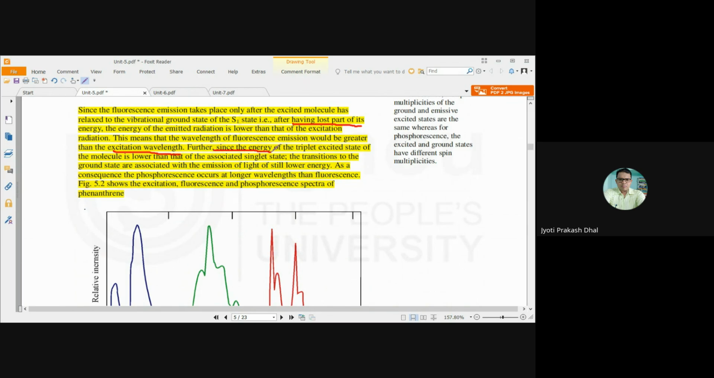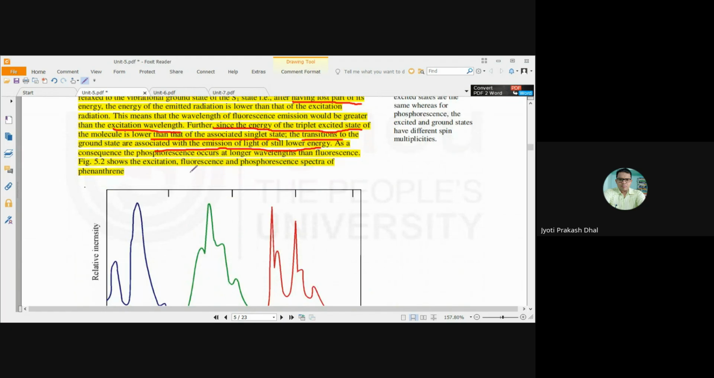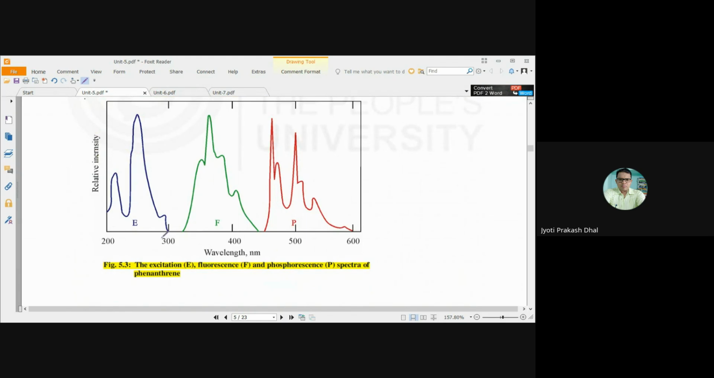Further, since the energy of the triplet excited state of the molecule is lower than that associated with the singlet state, the transition to the ground state is associated with emission of light of still lower energy. As a consequence, phosphorescence occurs at still longer wavelength than that of fluorescence. Now, in this figure, you can see this is the wavelength of the excitation of the molecule, this is the wavelength of fluorescence having longer wavelength and lesser energy, and this is the wavelength for phosphorescence.